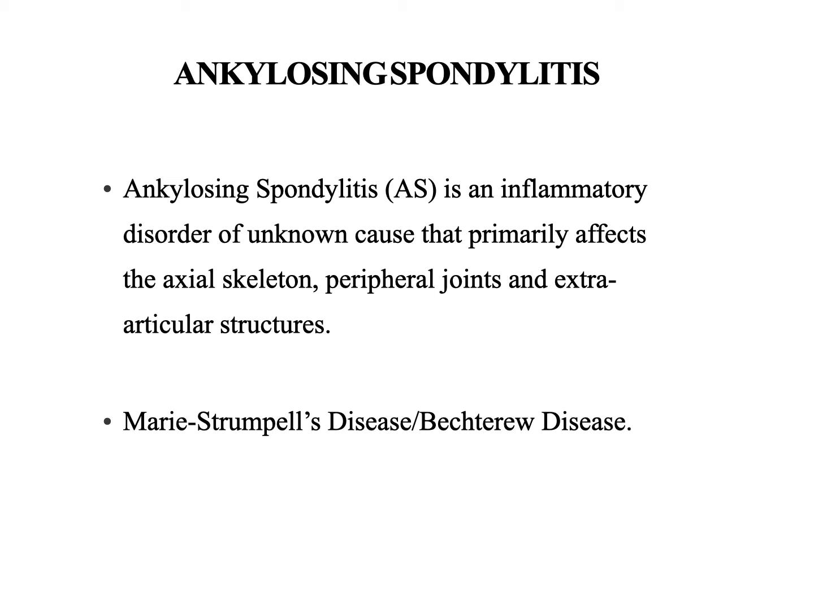Now let us look at ankylosing spondylitis in detail. Ankylosing spondylitis is an inflammatory disorder of unknown cause that primarily affects the axial skeleton, peripheral joints and extraarticular structures. It is also called Marie-Strümpell disease when it is associated with HLA-B27 and Bechterew's disease when it is not associated with HLA-B27.